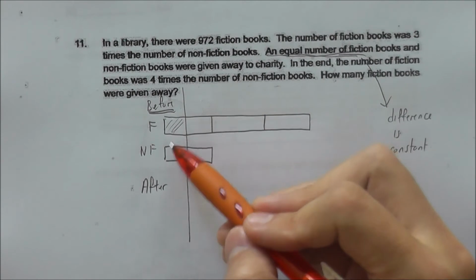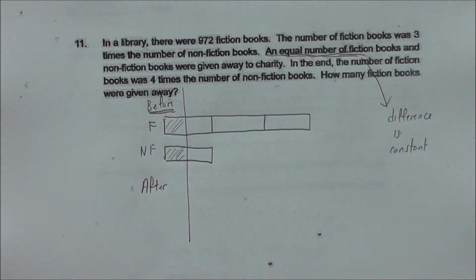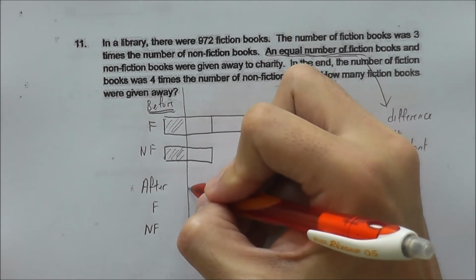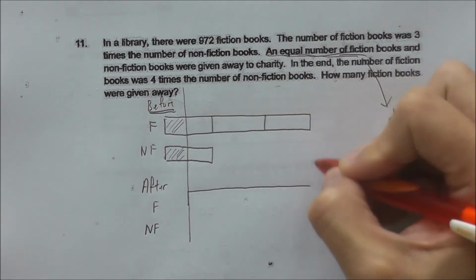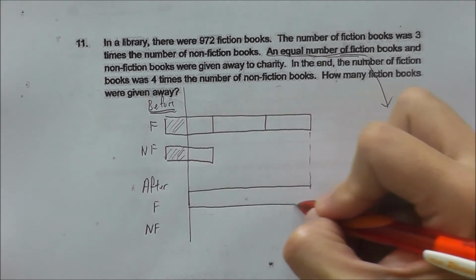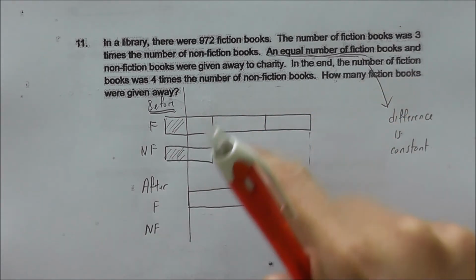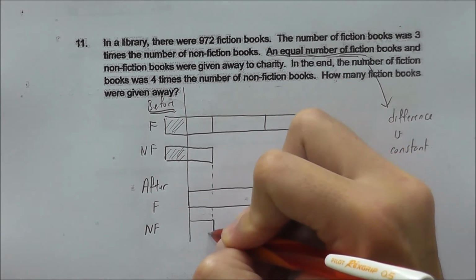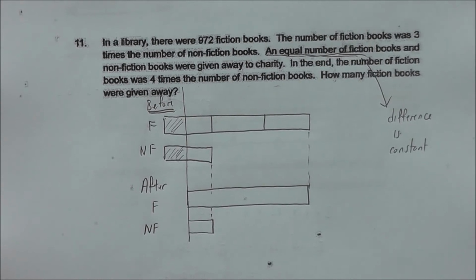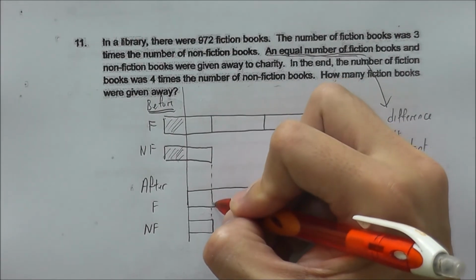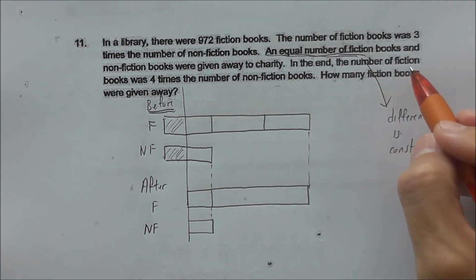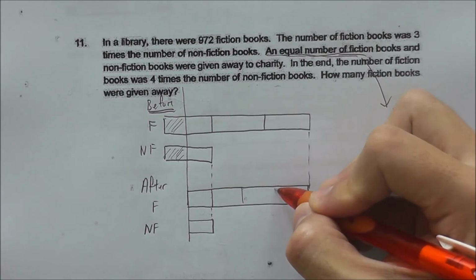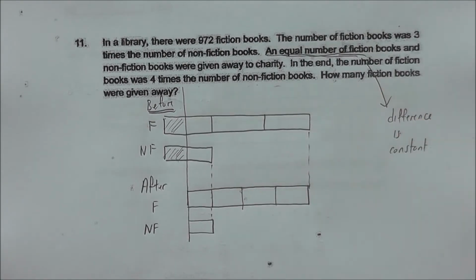So this part that I shade off is the part that I give away, right? So I have fiction and non-fiction. Now this is what I have left for the fiction, and this is what I have for the non-fiction. Okay, so please take note. And now the fiction becomes 4 times as many as the non-fiction. So this becomes 1, 2, 3, 4. 4 units. You get it?